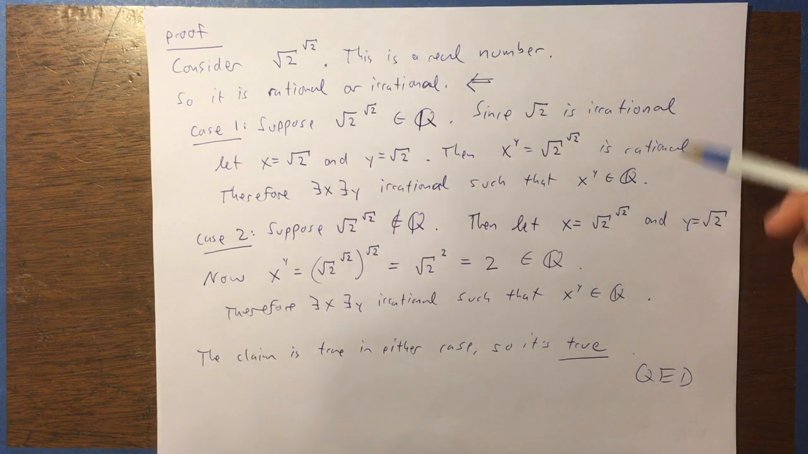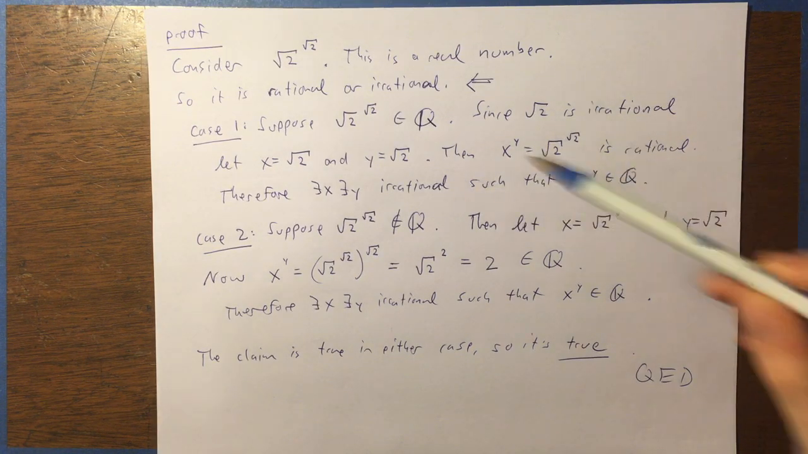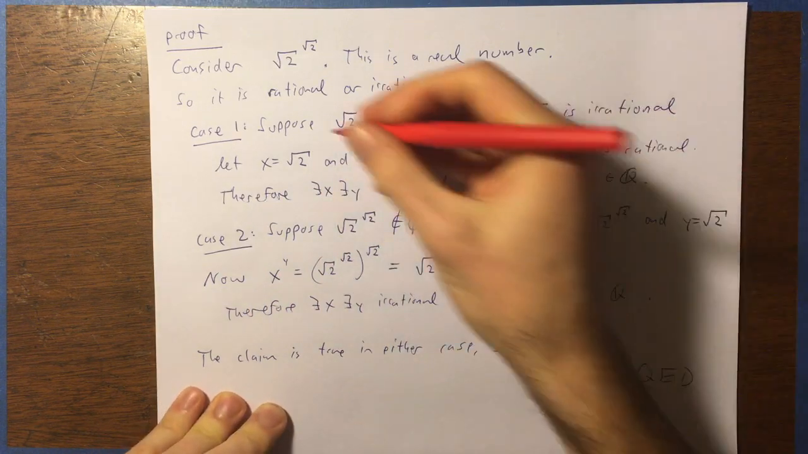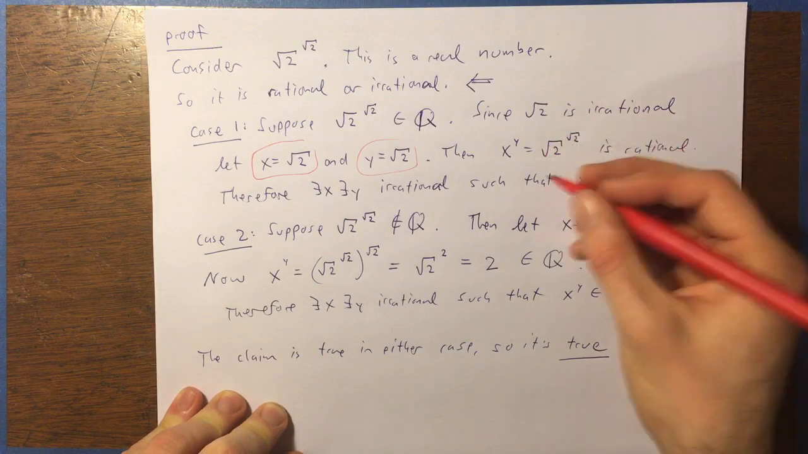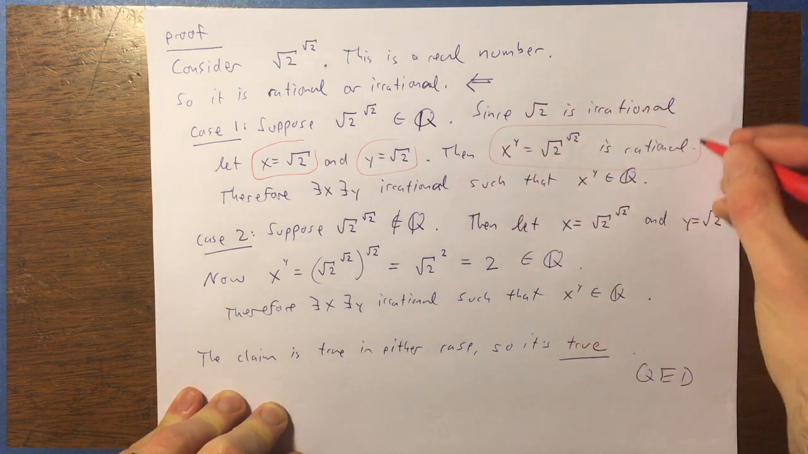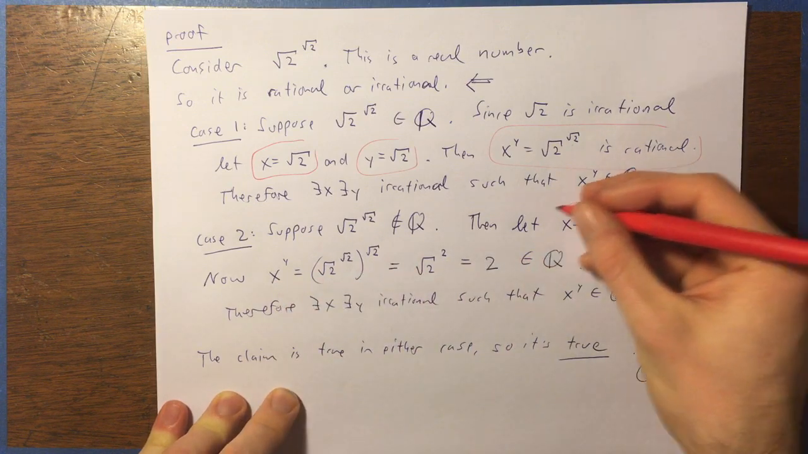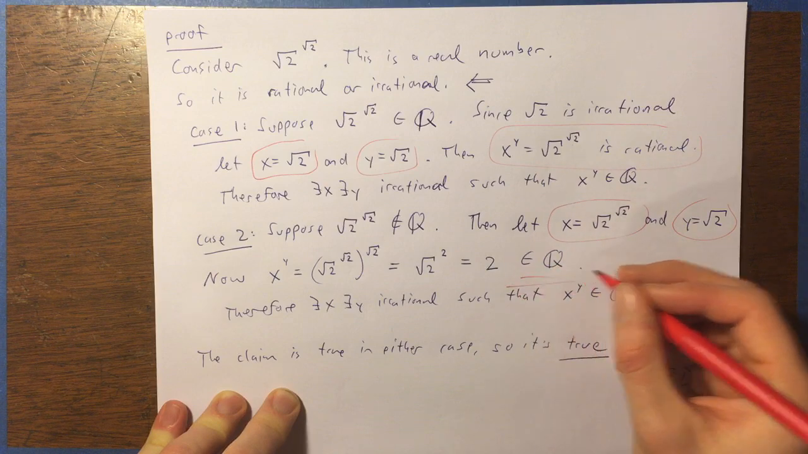So you might be thinking to yourself, wait a minute, Tristan, you said this was going to be non-constructive. It seems pretty constructive, right? Because in this situation, I actually said let x equal this and let y equal this. And then I was like, hey, check it out, it's a rational number. And then in the next situation, I said let x equal this and let y equal this, and again, it's a rational number.